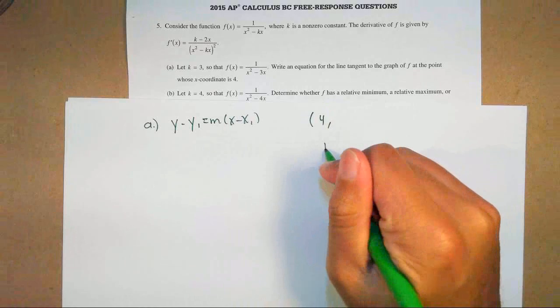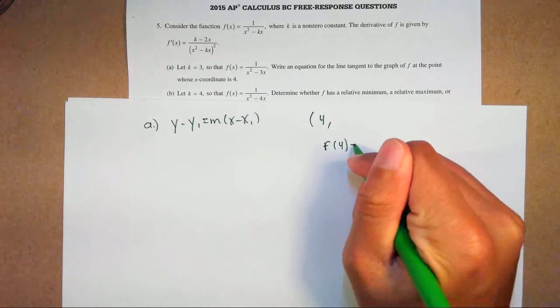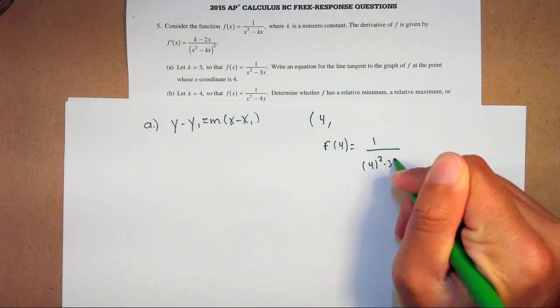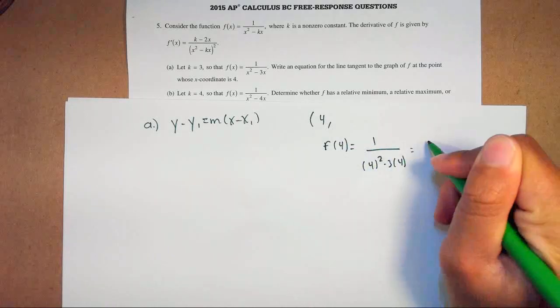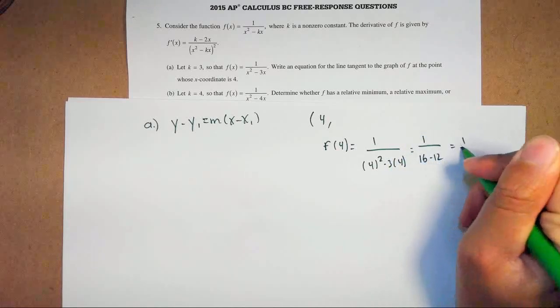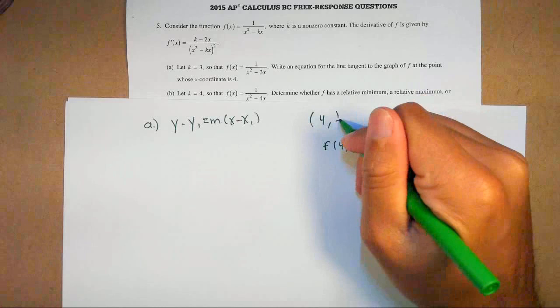So I'm going to plug it in. f of 4 is going to equal 1 over 4 squared minus 3 times 4. Work this out, you're going to get 1 over 16 minus 12, which equals 1 over 4. That's my y coordinate. I'm going to go ahead and plug it back in.